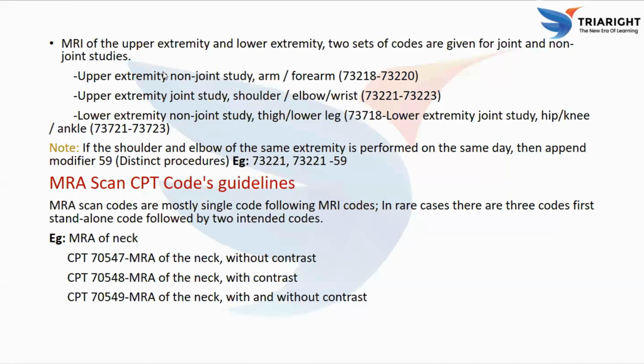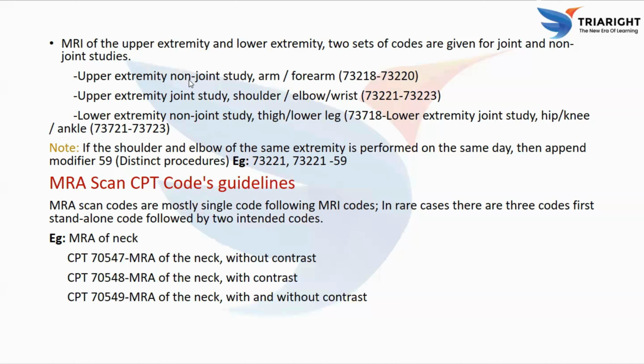And MRI of upper and lower extremities. So why are there two sets of codes? MRI extremity codes are divided based upon what is scanned, like joint study and non-joint study. This is very important because you cannot mix them for the same structure. And upper extremity MRI codes, CPT code 73218 to 73220. These are used when MRI is done on arm, forearm, like soft tissues, muscles, tumors, infections, and hematoma, etc. So if the report mentions shaft, muscles, or soft tissue mass, you have to think of it as non-joint.